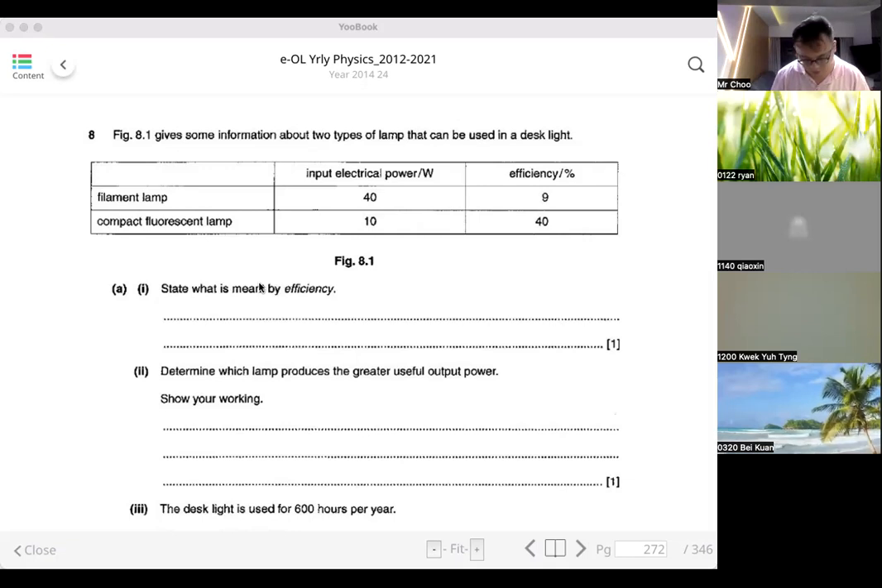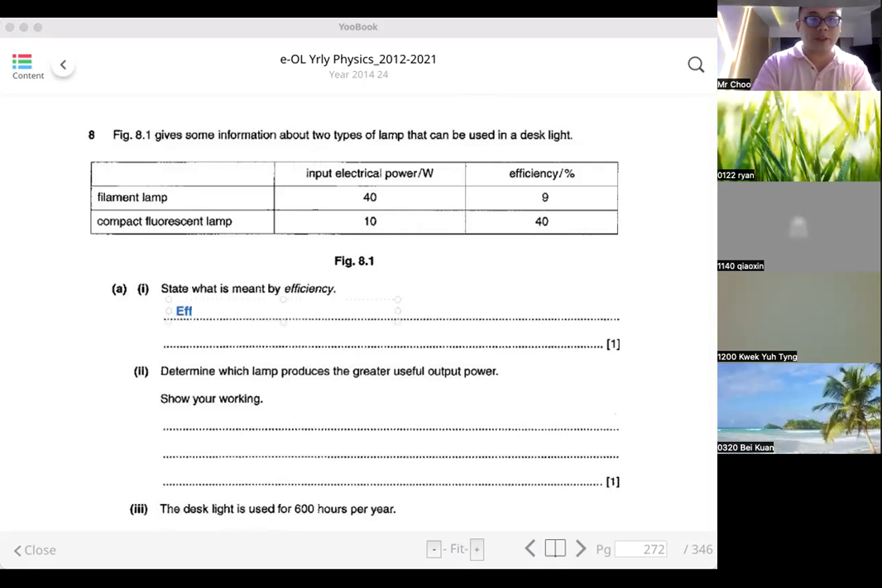Okay, does everybody know what's the meaning of efficiency? Okay, Ryan, well done. Instead of saying total power use, you can also say total input power, or total power input. Okay, let me write down the first question first.